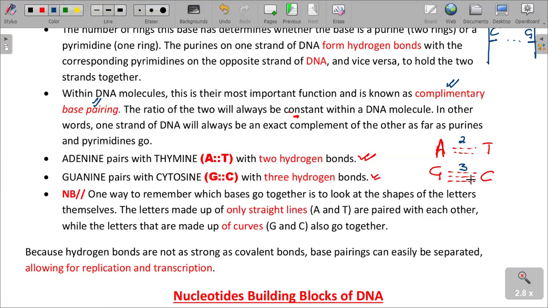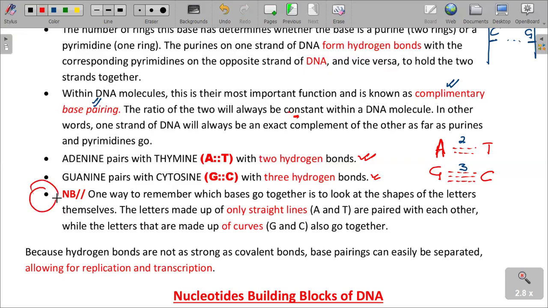So NB, take note that one way to remember which bases go together is to look at the shapes of the letters themselves. Look at the shape of the letters themselves in order for you to understand the base pairing. One way to remember it is to look at the shapes of the letters that are connected or joining.